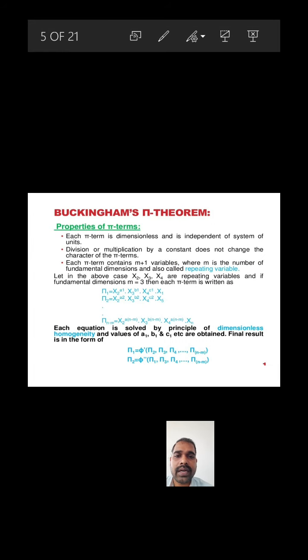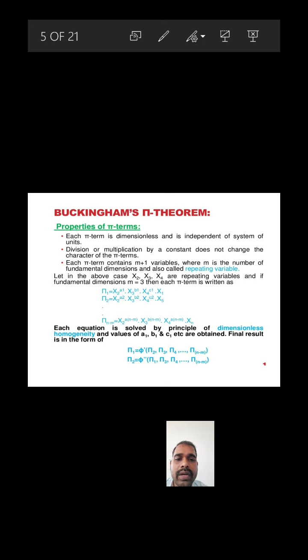So what are the main properties of pi terms? Each pi term is dimensionless and is independent of the system of units. Division or multiplication by a constant does not change the character of the pi term. Each pi term contains m plus 1 variables, where m is the number of fundamental dimensions; these m variables are also called repeating variables.